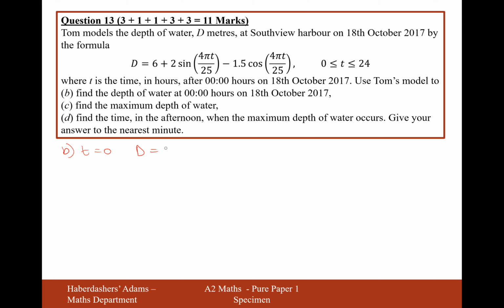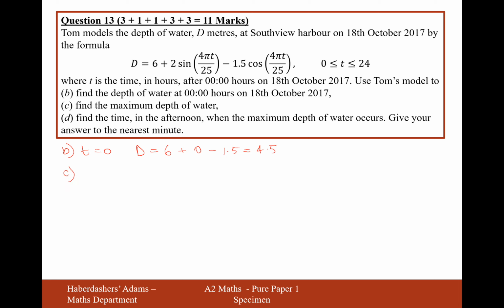So d is going to equal 6 plus, now when time is 0, the value inside the sine function here is just going to be 0. And then when t is 0 here, the value inside the cos function is going to be 0. Cos of 0 is 1, so it's going to be minus 1.5. So the answer there is 4.5. So the answer to part B is 4.5.